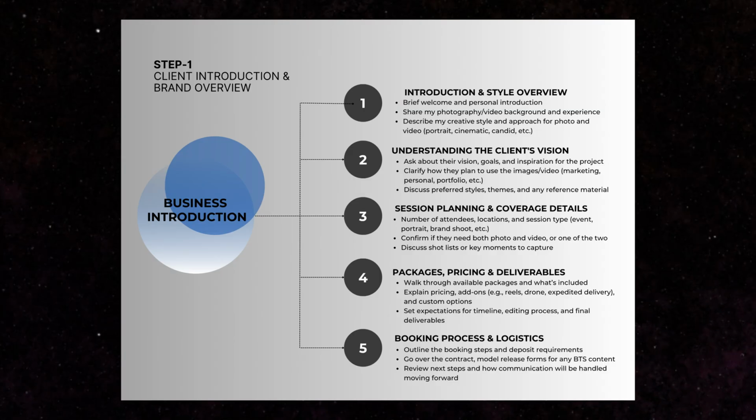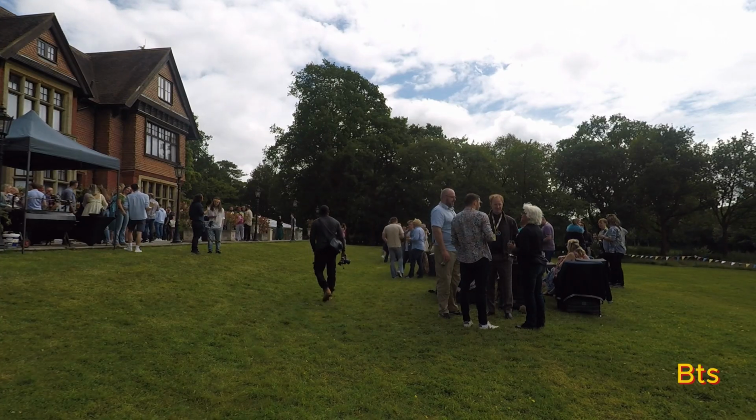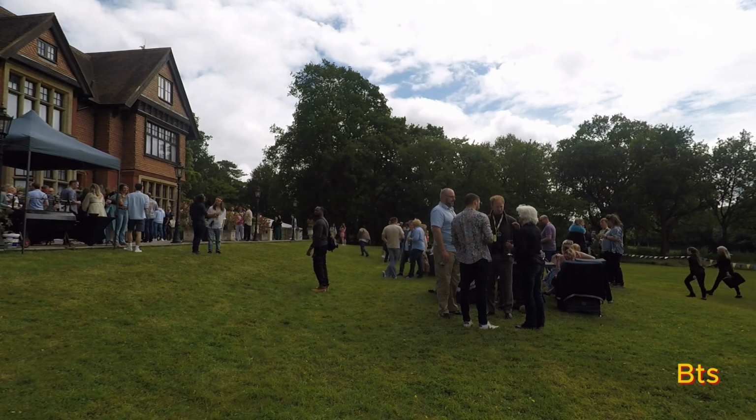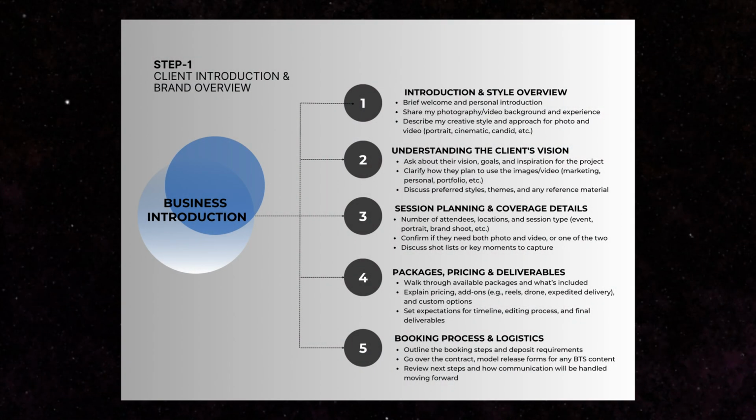Just outline the booking steps that they need to go through, deposit requirements and things like that. I also go over contracts, model release forms and things like that if that's necessary for this event. I do tend to do that for every event for behind the scenes content, because if I do want to reuse my behind the scenes content to promote my business later on, then I have model release forms available to cover that, just to make sure I'm good. I then go over next steps, confirmation on what is going to happen once the content is ready for them, how I'm going to deliver it to them and things like that. So that's just my step 1 phase.